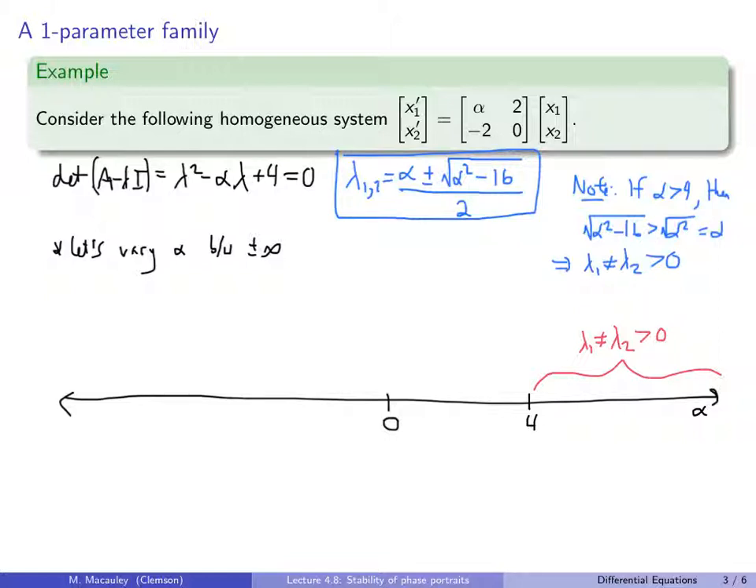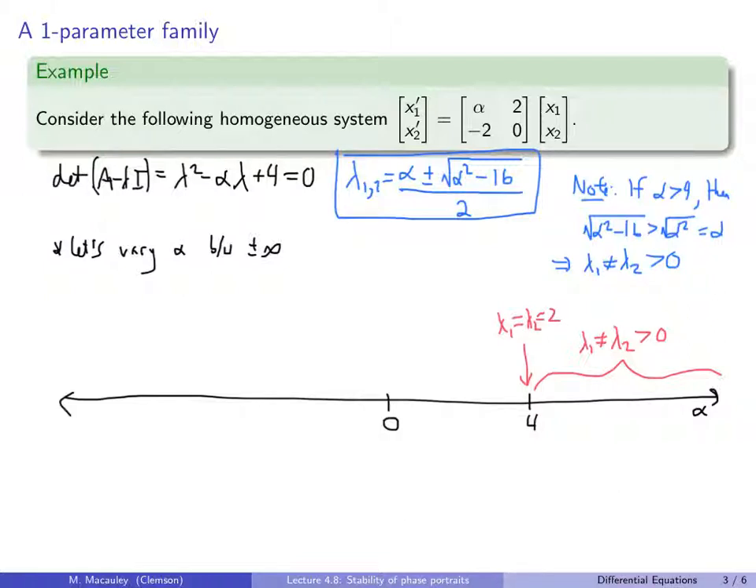Okay, so what happens when we are at 4? Well, when we're at 4, this discriminant is 0, so that's when we have a repeated root, alpha plus or minus 0 over 2. So let me do that up here. So at 4 we have lambda 1 equals lambda 2, and lambda 1 and lambda 2 in that case are 4 divided by 2, so they're actually equal to 2. I'm not too worried about the exact value.